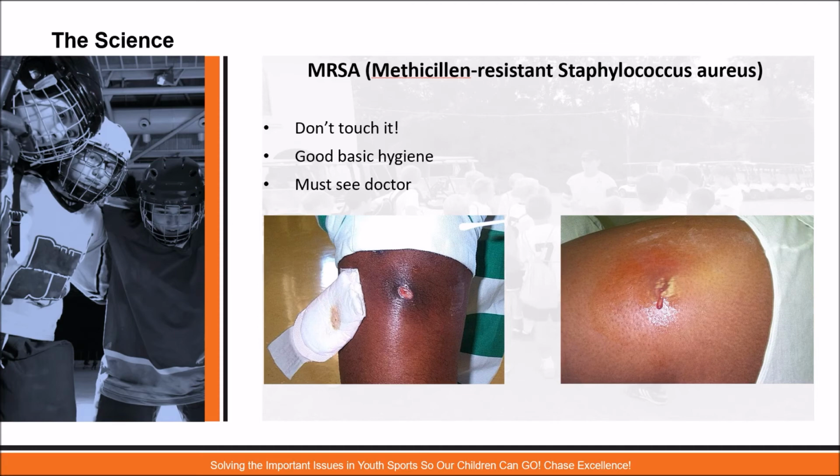However, if an athlete has this, they must see a doctor. They must be removed from play because this can spread like wildfire and it can kill a person. So it's very, very important to be aware of your athletes. You're probably not going to be checking the complete body of every athlete that you have, but if you do notice something like this, it's very, very important to pull the athlete out and talk to the parent.